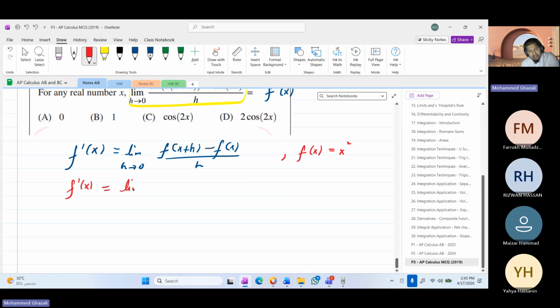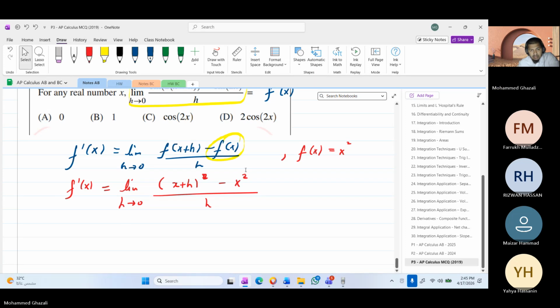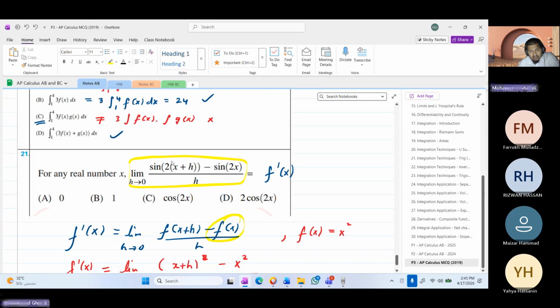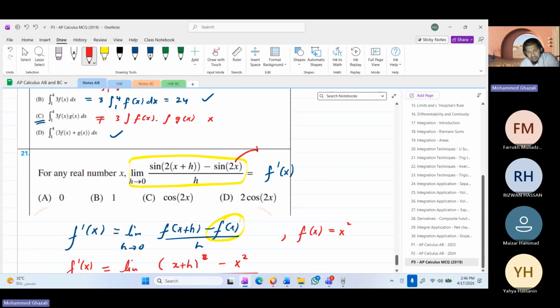I would say limit h approaches 0 of x plus h all squared, correct, minus x squared, divided by h. So which means the second part is your function. The second part, sine 2x, is your function. So this implies my function is sine 2x. From this first principles formula, it implies that this part here is my f of x.